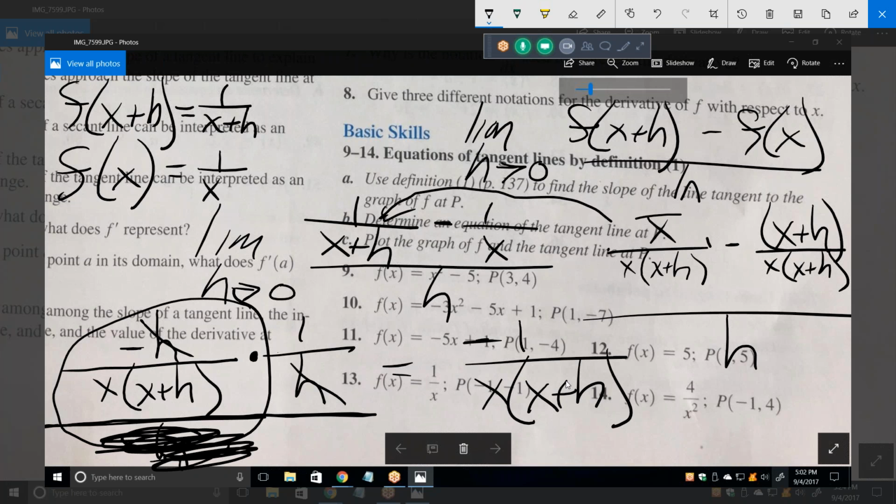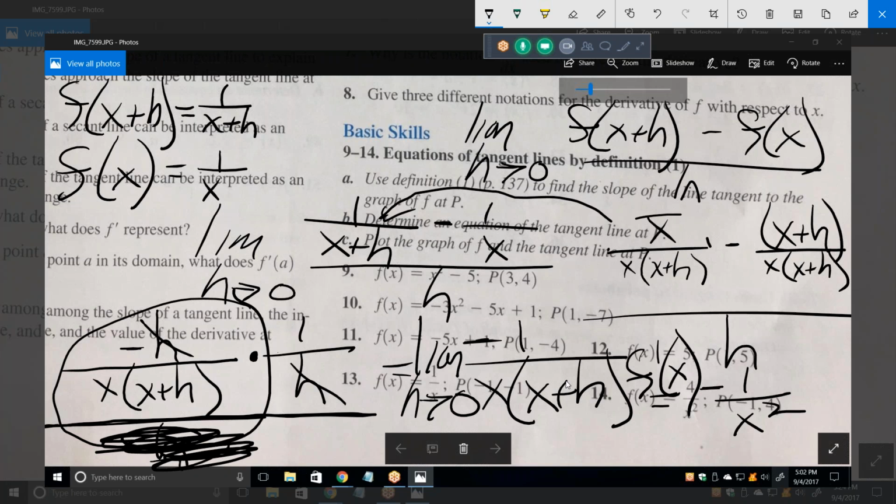Well, now what's the limit of that as h goes to 0? It would be negative 1 over x squared. That's f prime of x. Now, the rest of it, b and c, are just like before.